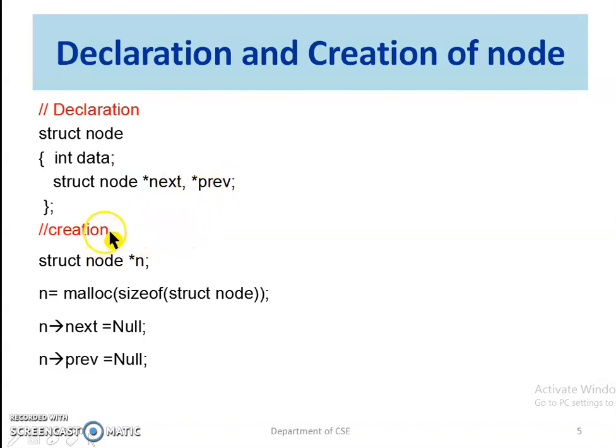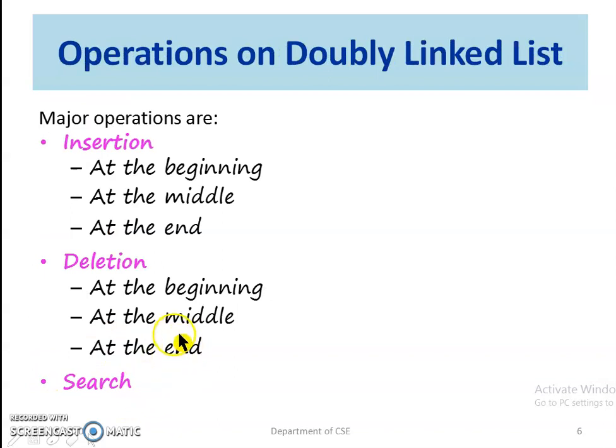Then coming to the creation of the node, it is done by declaring the pointer n of type struct node. Then allocate memory using the malloc function with the size of struct node. Then set the next and the previous field of n to null. Thus, the node is created.